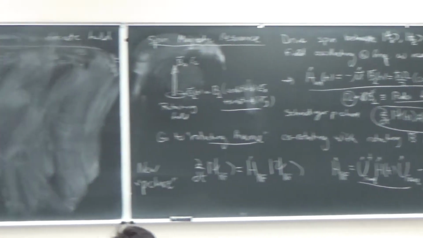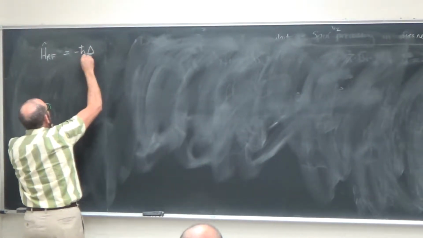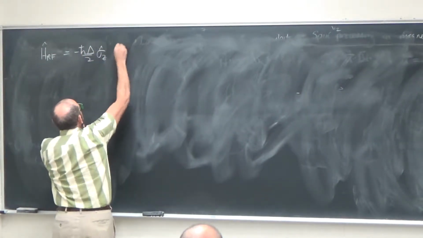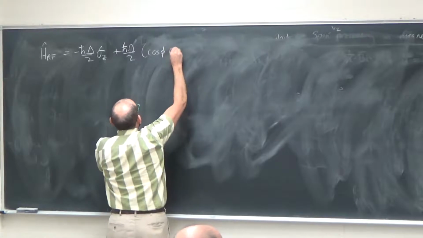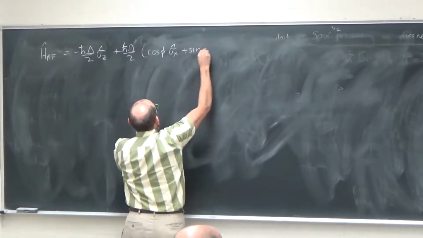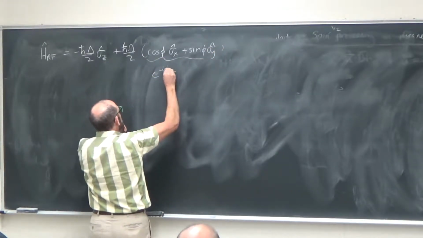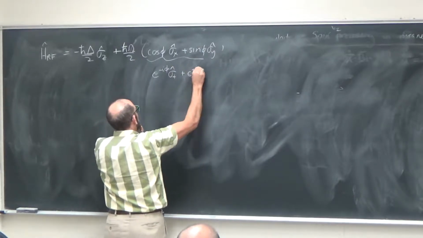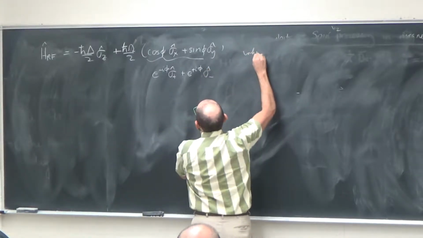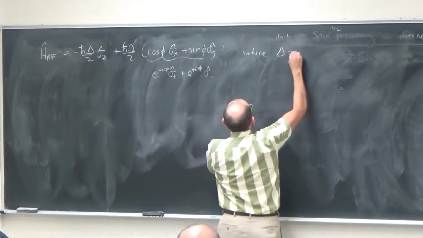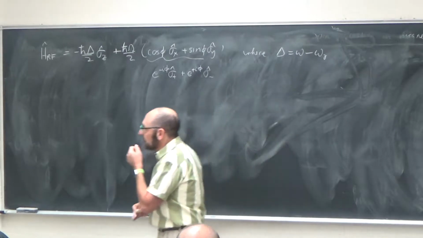In the rotating frame, our Hamiltonian has the form minus h bar delta over 2 sigma z plus h bar times the Rabi frequency over 2 times (cos phi sigma x plus sin phi sigma y), which is equivalent to e to the minus i phi sigma plus plus e to the plus i phi sigma minus, where the detuning is the difference between the applied frequency and the resonance frequency. Okay?